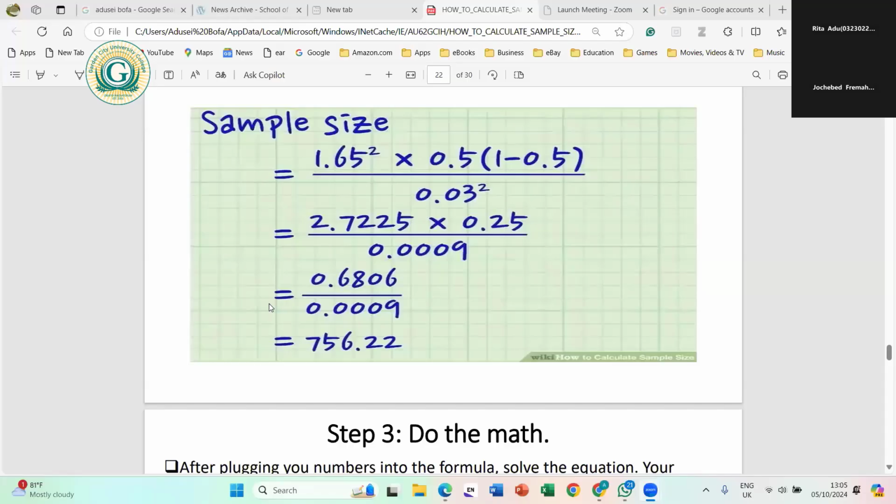The next is Rita. Rita, ask your question. Sir, please, I'm a bit confused at this point when I'm computing it. Example with the one you just gave us right now, with 0.03 raised to the power, when I do it on my calculator, I'm getting exponents. I don't know why. What can I do?